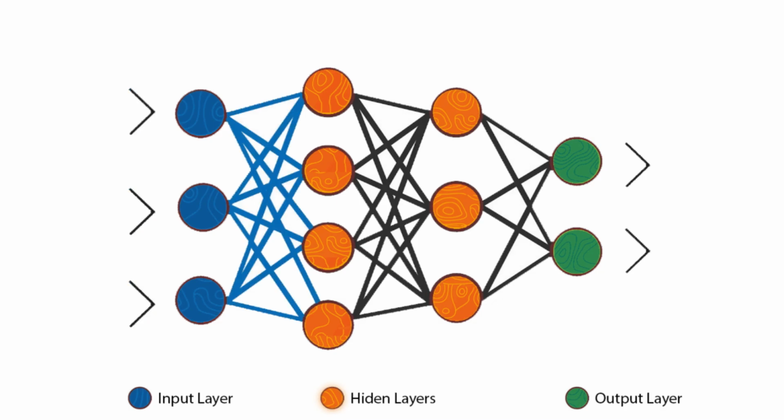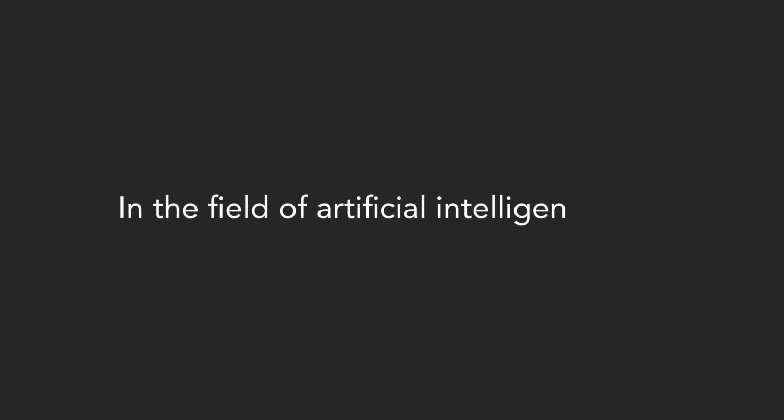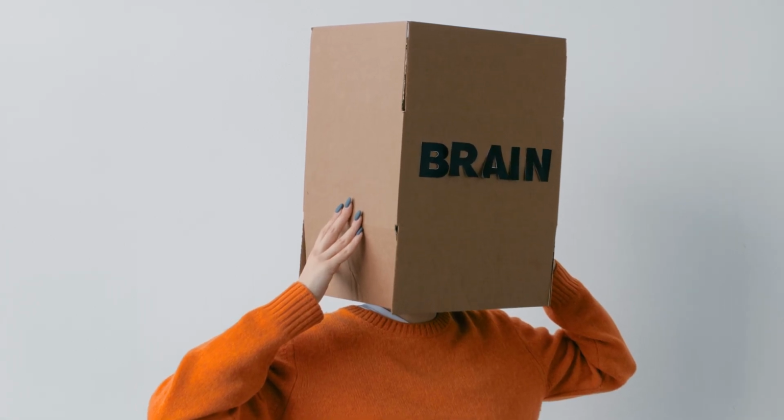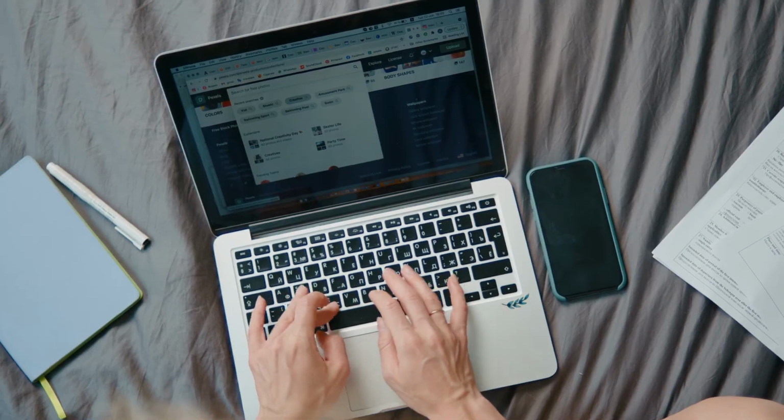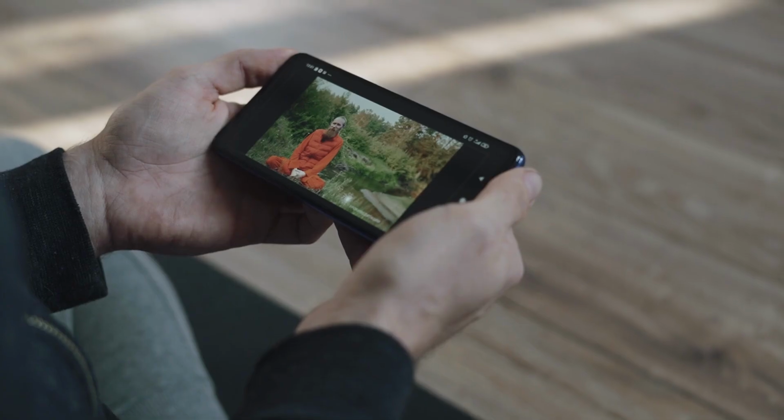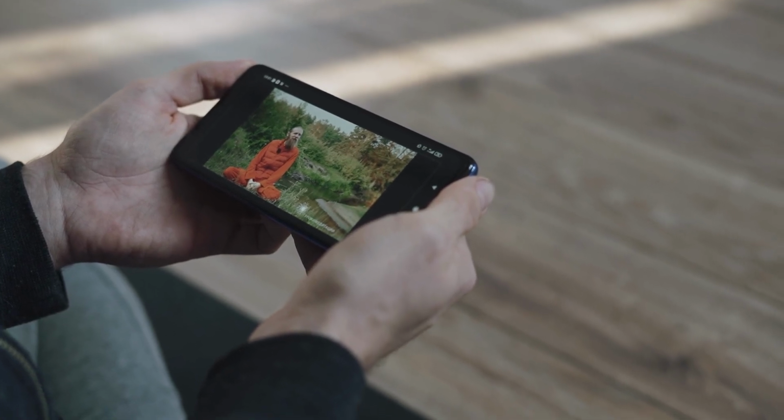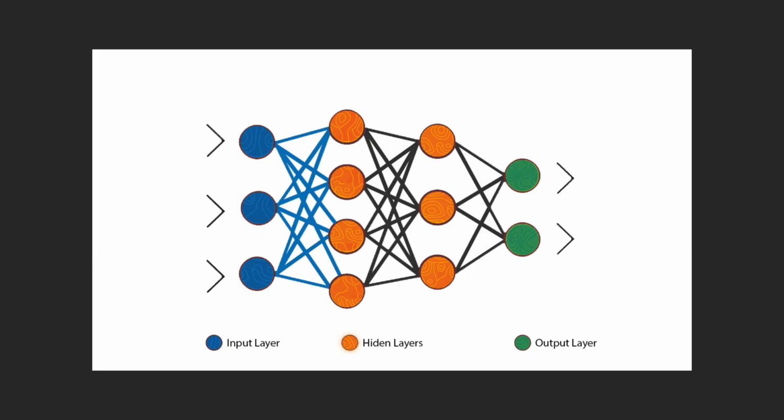Artificial neural networks have become one of the most transformative technologies in the field of artificial intelligence. Modeled after the human brain, ANNs enable machines to learn from data, recognize patterns, and make decisions with remarkable accuracy. This video explores ANNs from their origins to their functioning and real-world applications. Artificial neural networks are computational systems inspired by the human brain.